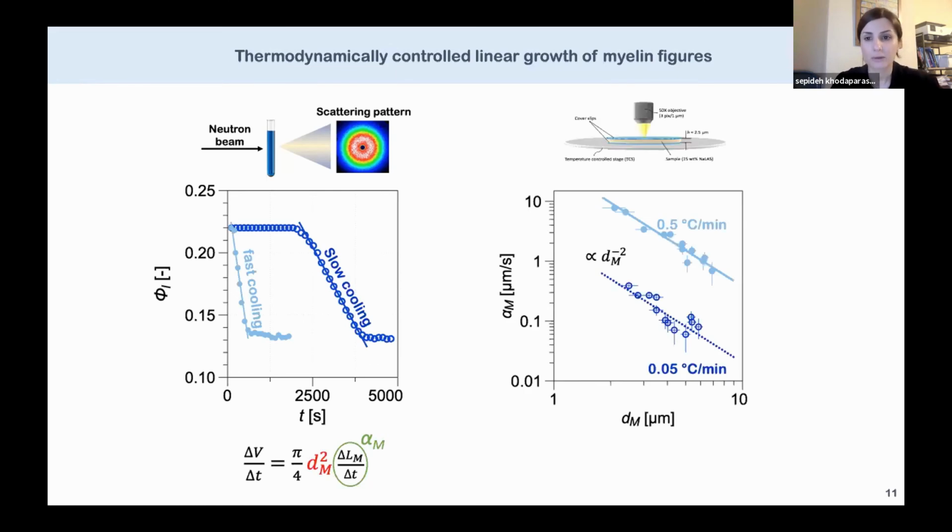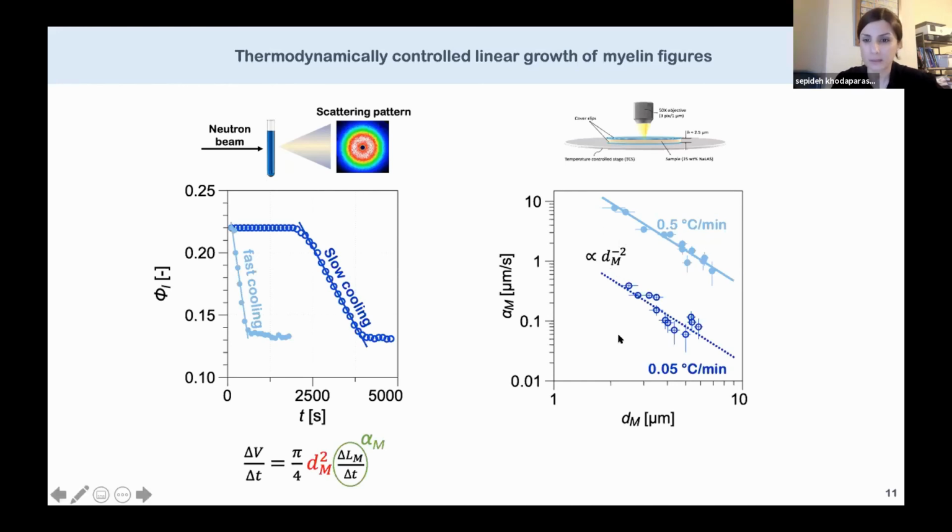So we went back to the optical microscopy measurements, and this time we looked at the growth of myelins with different base diameters, and we looked at the slope of their growth rate. What you see is that clearly, when you have larger diameters, myelins grow much slower. It nicely correlates with the inverse of the diameter to the power 2.